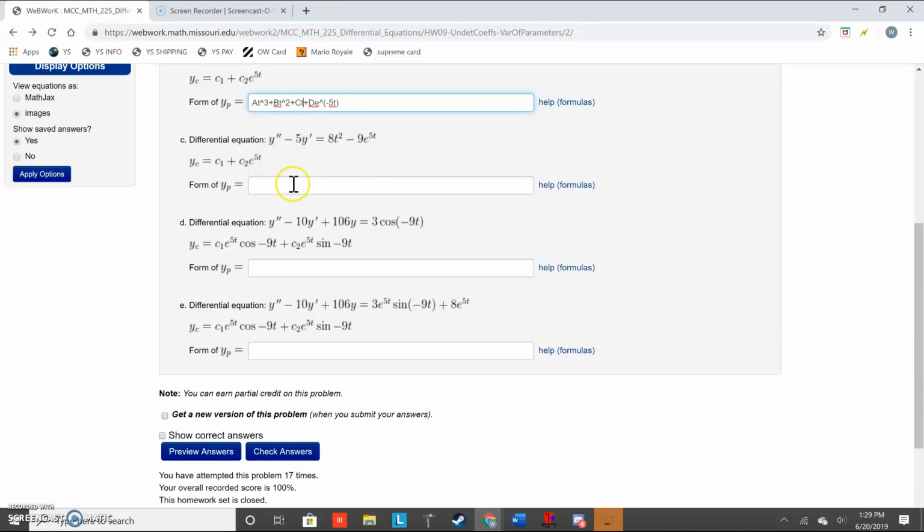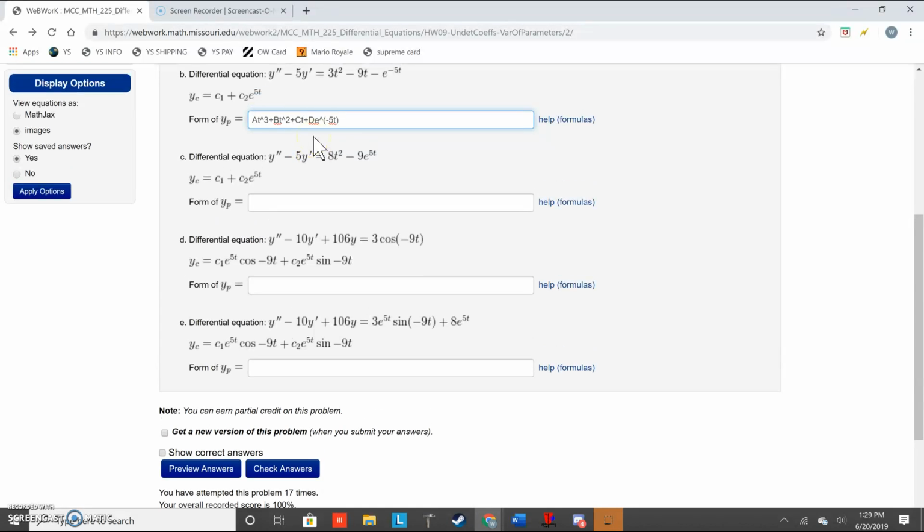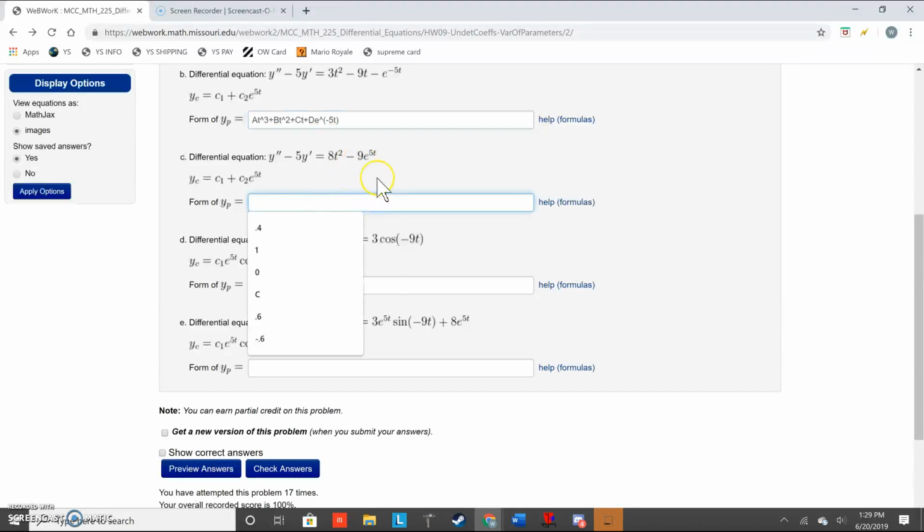We'll head down to C. Right hand side, we have another t squared term. Once again, we'll have to do the same thing as the previous problem, and then we have another e to the 5t. So let's start off with the at squared plus bt plus c. That'll cover this part right here. Now let's move on. And then we have the e to the 5t. Now let's check again.